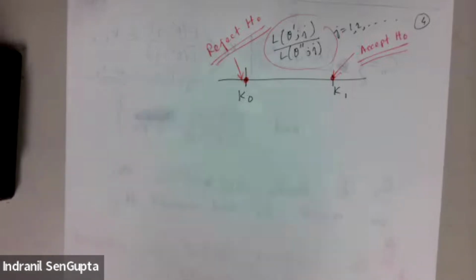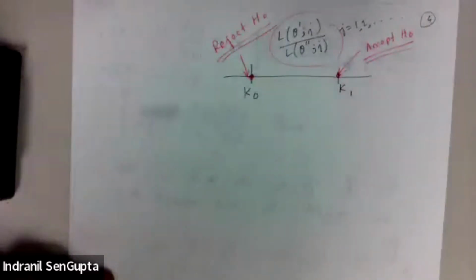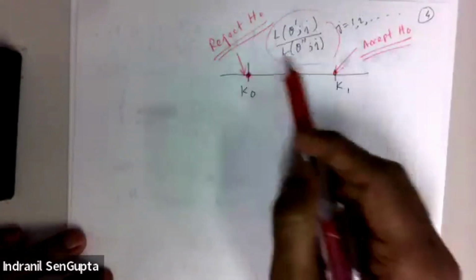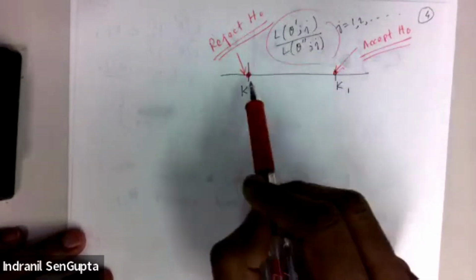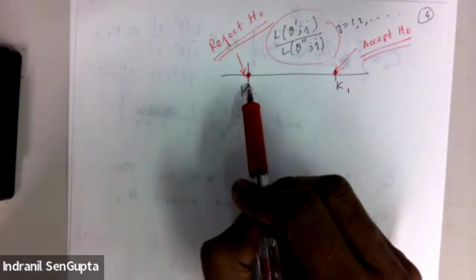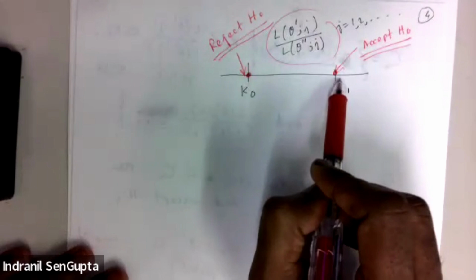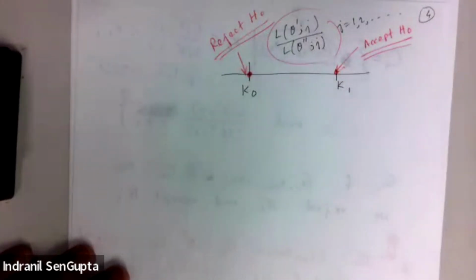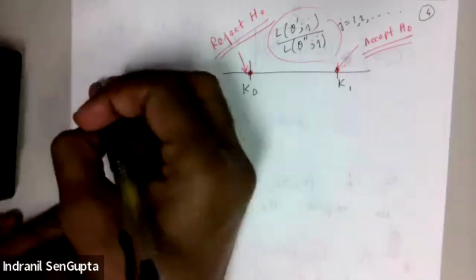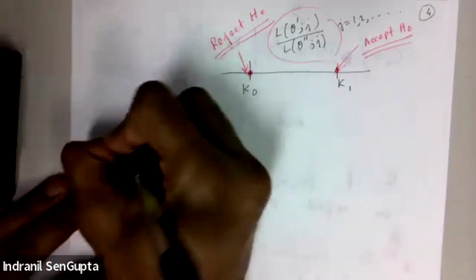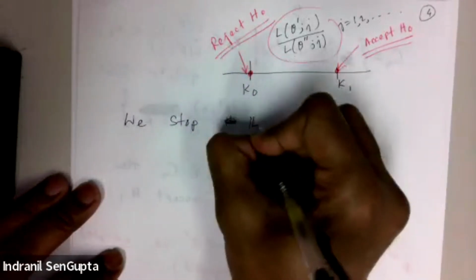Now you may wonder how we construct this K0 and K1. We'll come to that later. But this is pretty much it. You compute this quotient for every J. If for some J you get this number at the left endpoint, then you reject H0. If for one of these J's you get it at the right endpoint, then you accept H0. So here is the scheme. So we stop the observations.